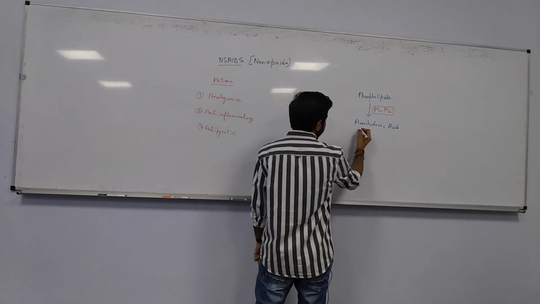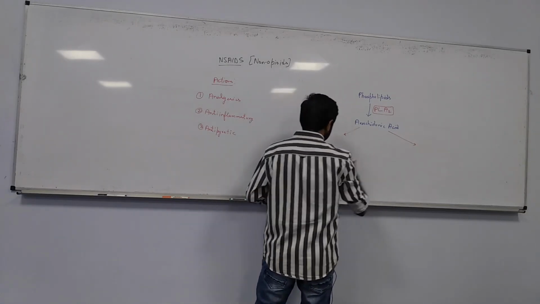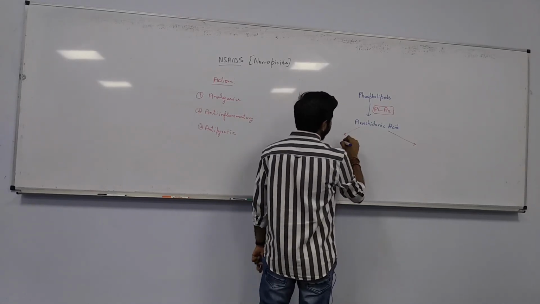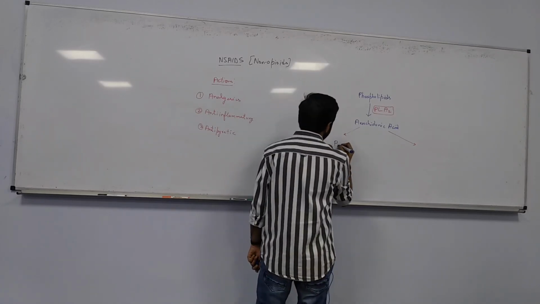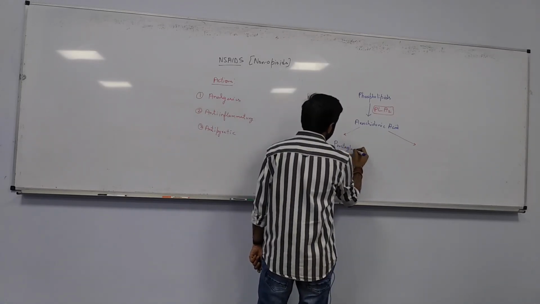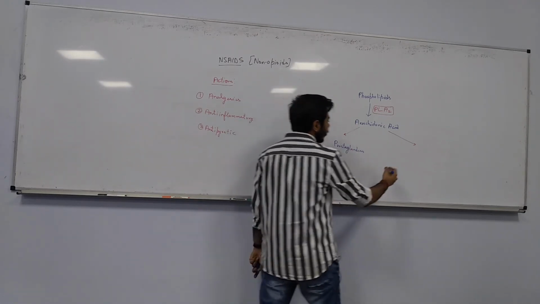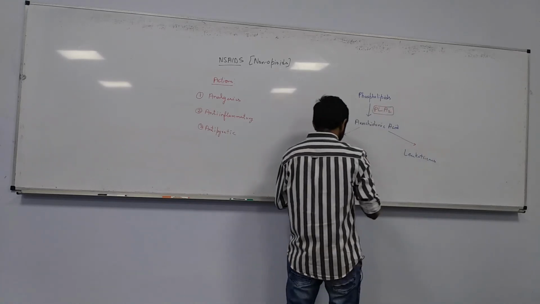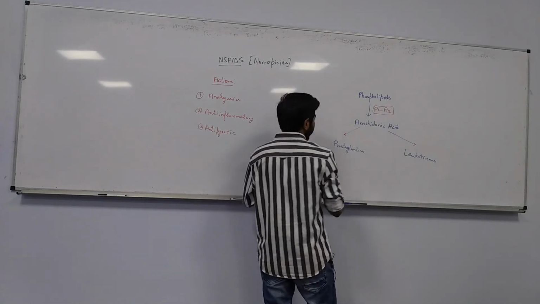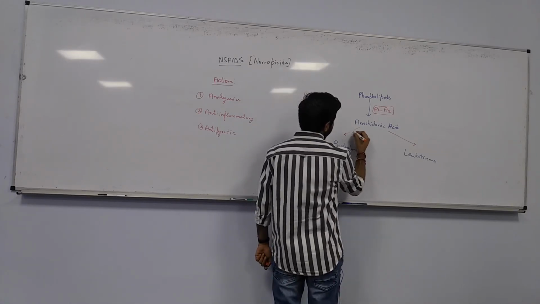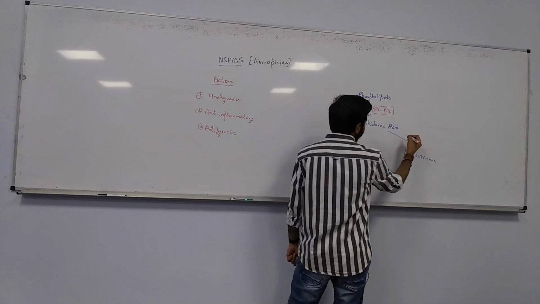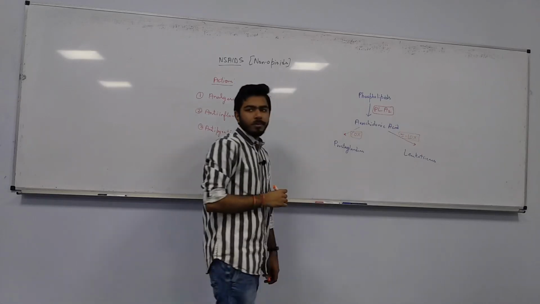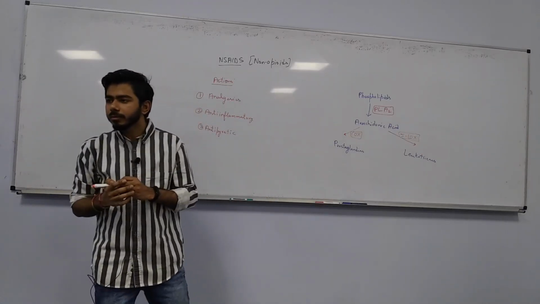Now arachidonic acid can be converted into what? It can be converted into prostaglandins, and it can be converted into leukotrienes. Which enzymes are we using here? We are using COX, the cyclooxygenase enzyme, and over here we are using LOX, the 5-lipoxygenase enzyme. What's the difference between COX and LOX?